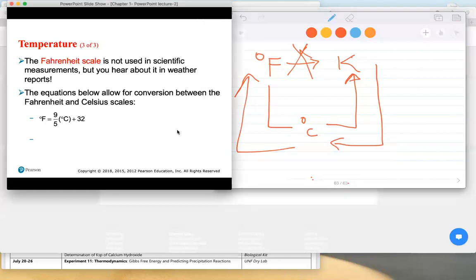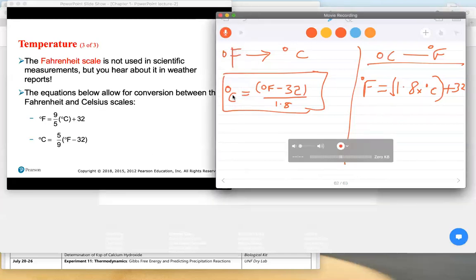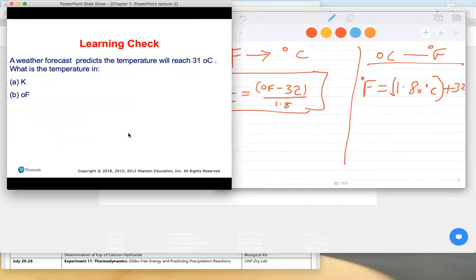That's what you need to know as far as temperatures are concerned. This equation is what I had before: degrees Celsius is degrees Fahrenheit minus 32, over 1.8. I'm using 5 over 9, the same thing. I like working with whole numbers, I don't like fractions. If you can handle fractions, that's fine; you're going to get the same answer.